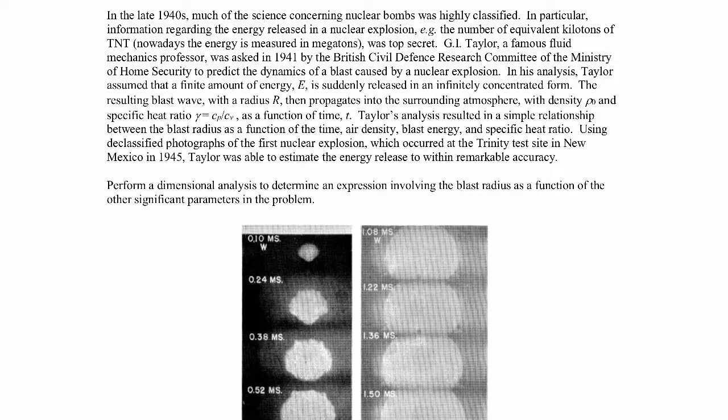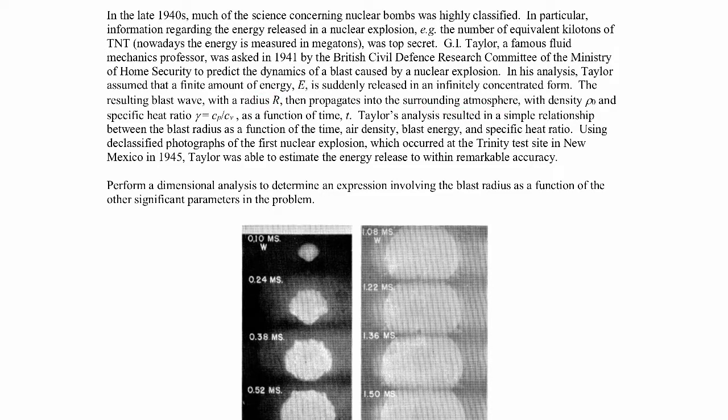And what Taylor did is he actually just did a dimensional analysis. He said that there was a finite amount of energy, E, that's suddenly released in infinitely concentrated form. So basically the nuclear bomb, the way it worked was you compressed some fissile material to a very small volume, and that caused fission to occur in the material, and that's how you got your nuclear explosion. So it's a very small volume that he was dealing with. So he just assumed that it was infinitely concentrated, and that the resulting blast wave had a radius r that would then propagate out into the surrounding atmosphere.